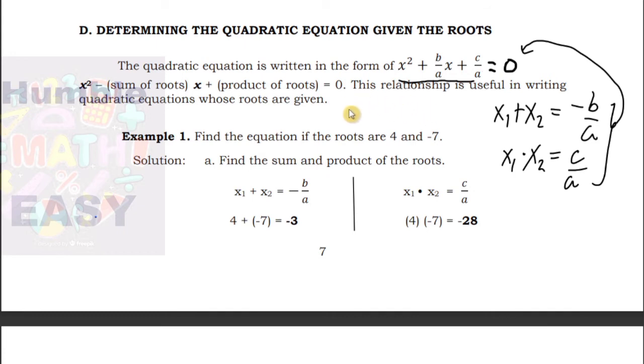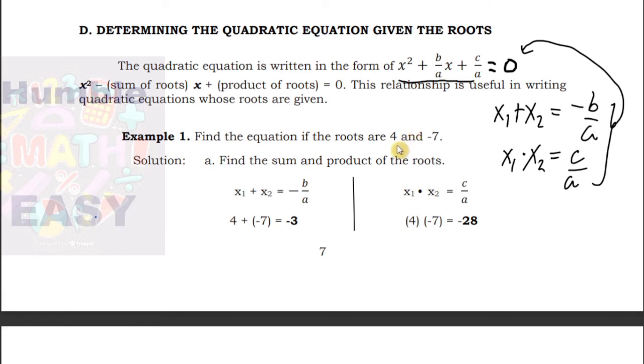So specifically, we come up with x squared minus the sum of the roots times x plus the product of the roots is equal to 0. This is now the relationship of our quadratic equation to its roots that we have. Now, for us to be able to expand further on what is meant by this, we are going to find the given equation.